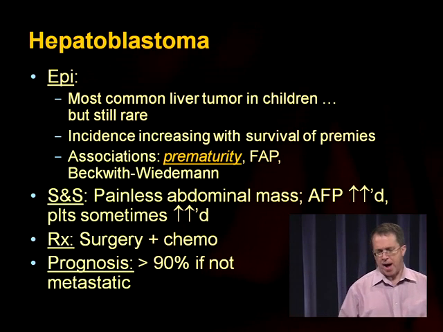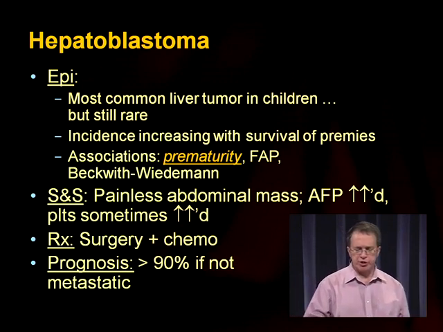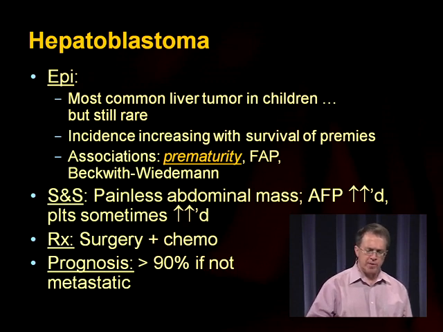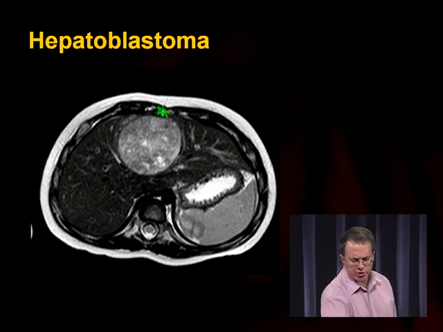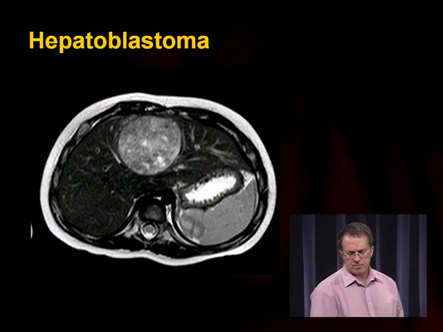Okay. Hepatoblastoma, most common liver tumor in children, but still extremely rare. If you're going to remember one thing, it's prematurity. It can be associated with familial adenomatous polyposis, but again, if you're going to remember one thing, it's prematurity. Okay. Prognosis is good if it's not metastatic, treated with surgery and chemotherapy. And that's what a hepatoblastoma looks like. This is an MRI. The tumor is very heterogeneous, and it's just very typical.